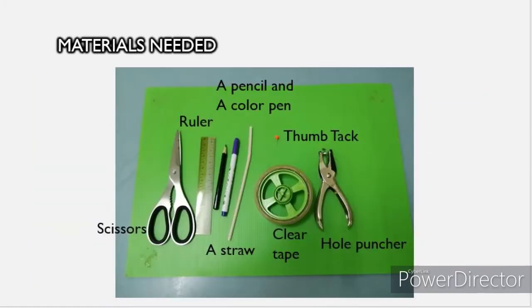Other materials you need are a pair of scissors, a ruler, a pencil, a color pen, a piece of straw, some clear tape, a thumbtack, and a hole puncher. All these materials can be easily found at your local stores or Mr. DIY. Now let's get into action.